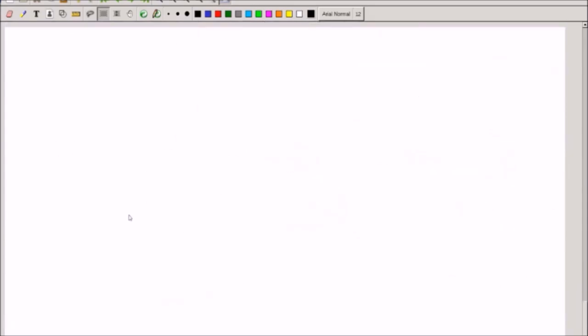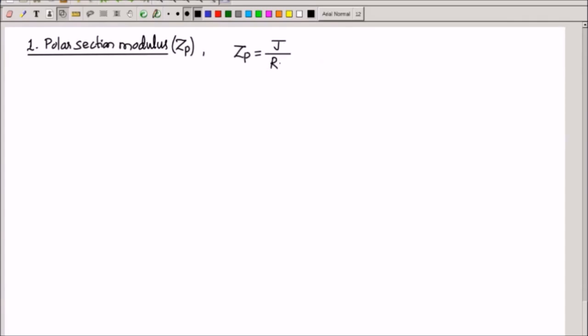Next, I will give the equation for some of the definitions that we come across. One of the definitions is called polar section modulus. First one is called polar section modulus. Polar section modulus is nothing but the ratio of polar moment of inertia J and the outermost radius. It is denoted by the letter Zp. And this Zp is actually the ratio of J, polar moment of inertia, to the outer radius.